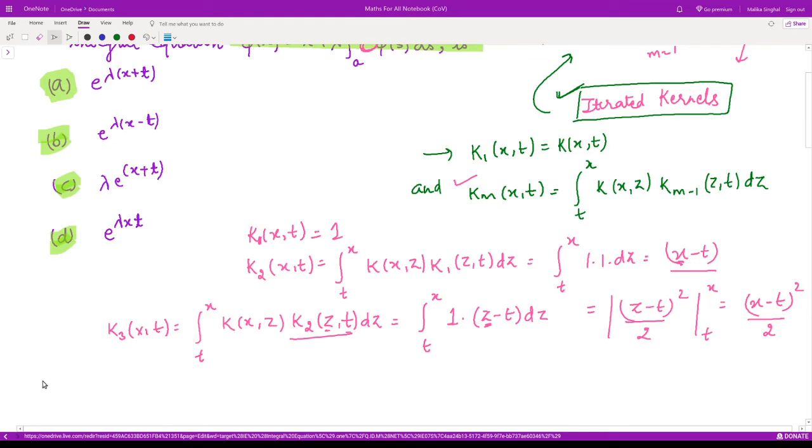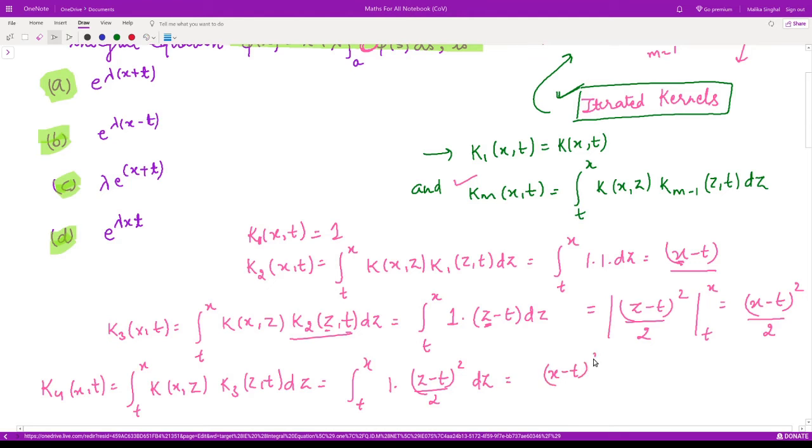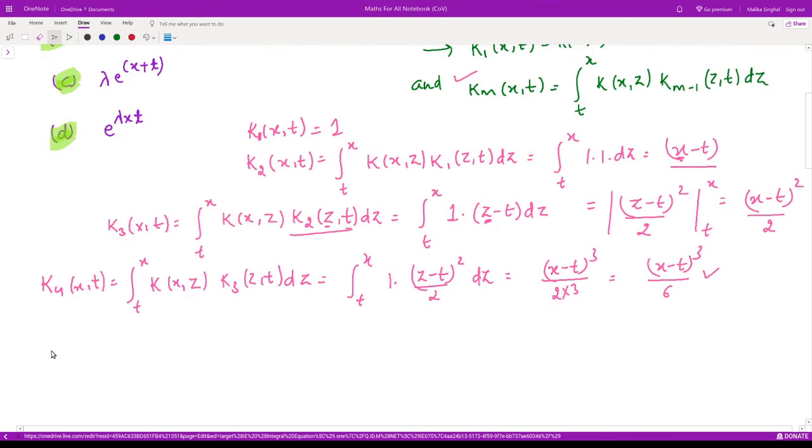Right? So let us now calculate K_4(x, t). That would be integration from t to x, K(x, z), K_3(z, t) dz. So that would be integration from t to x, 1 multiplied by (z minus t) whole square divided by 2 dz. So ultimately this would be (x minus t) whole cube divided by 2 multiplied by 3, that would be 6, right? So (x minus t) cube divided by 6. This is our K_4(x, t), right? So you can proceed like this.